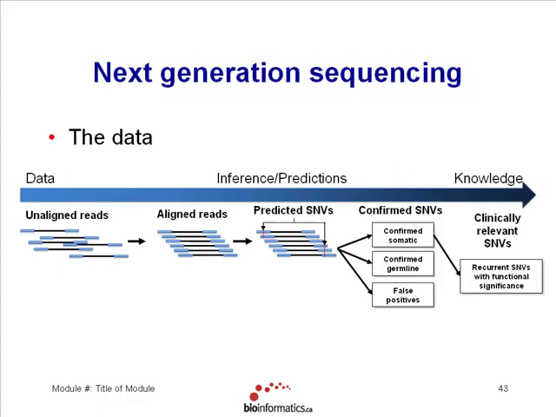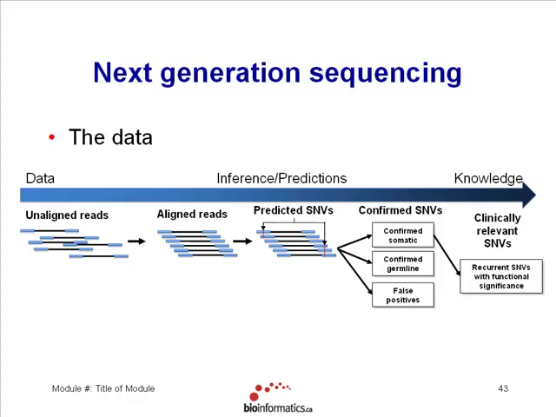Once we have aligned reads, we can do some inference on the variants in this data. We can, for example, predict single nucleotide variants. Then, certainly in tumor biology, we need to do some validation. We want to confirm whether it's somatic. What's required here is that the sample should be chosen very carefully, so that you have matched normal DNA to validate the mutations that you find.